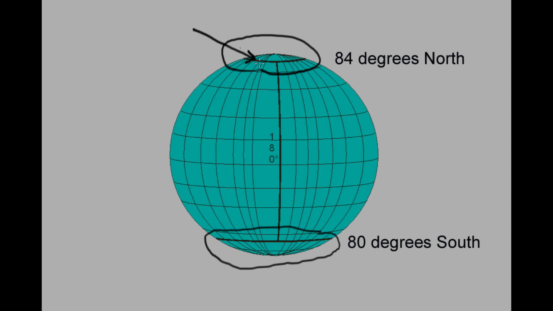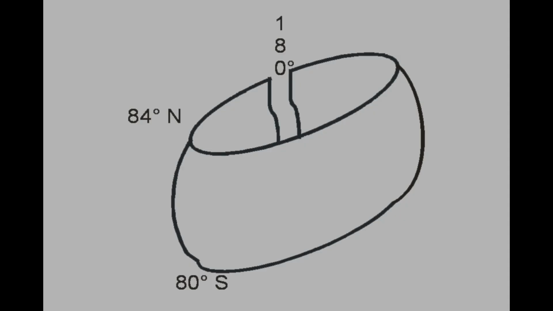You notice it's 84 degrees north and 80 degrees south, and then at 180 degrees east-west longitude they make an incision in the earth, which is on the other side of the globe from Greenwich, England. When you make those incisions, what you get is a section of peel from the earth that looks like this. The top of the peel was the 84 degree north latitude line, the bottom of the peel is the 80 degree south latitude line, and you can see that the peel is split at 180 degrees east-west longitude.